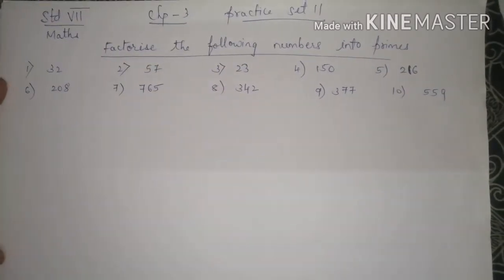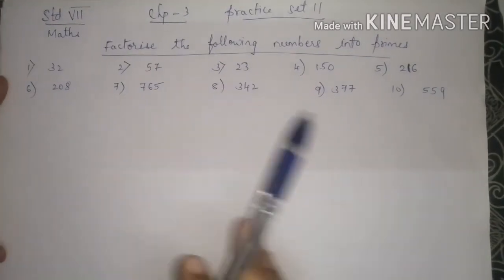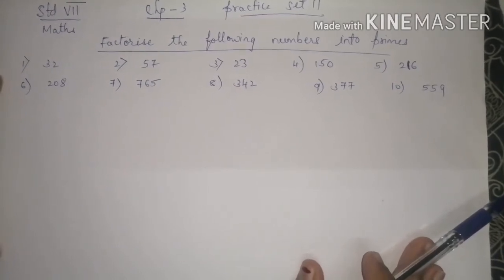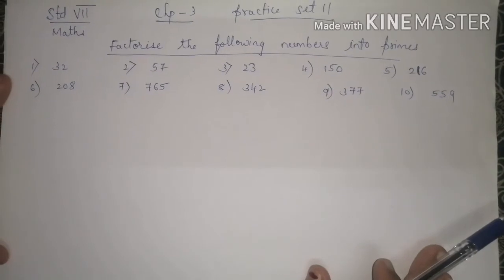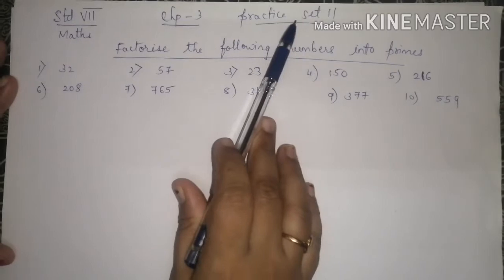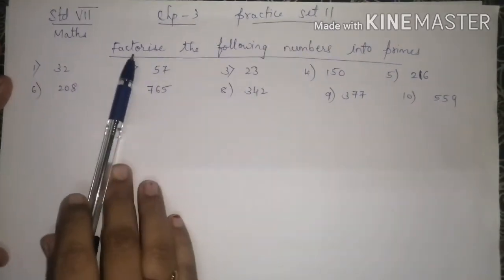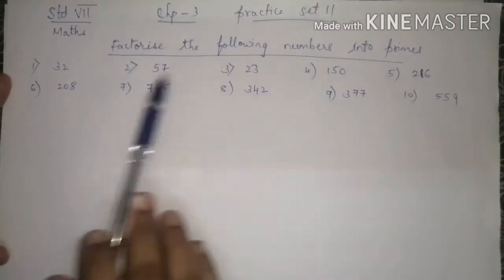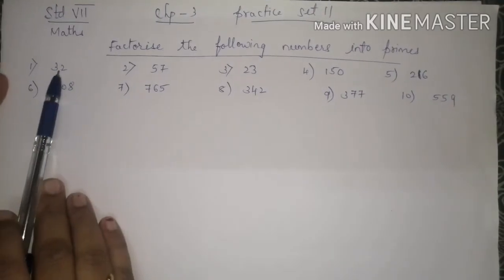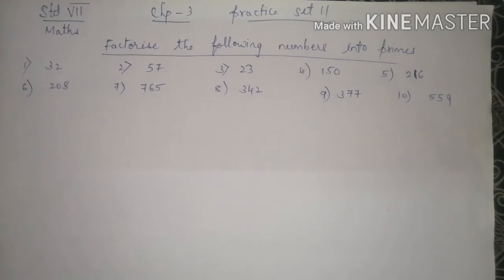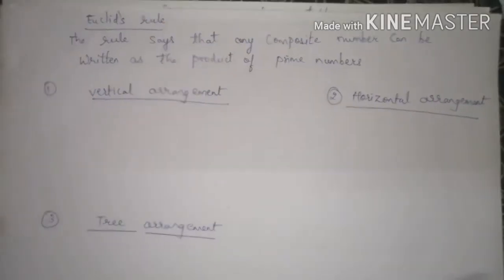In the last video we completed our practice set 10. Hope in that practice set you must have understood prime numbers, composite numbers, co-prime numbers, and twin prime numbers very well. So let us start today's practice set 11. The question says: factorize the following numbers into primes. So these are all the questions written. How to find out the prime factors of the given numbers? Before that, I would like to give you some examples and tell you some methods about that.